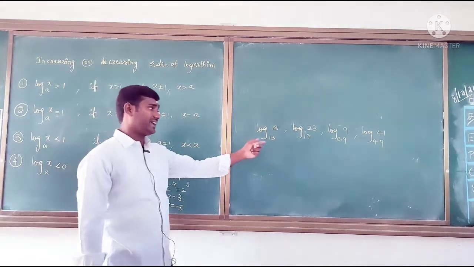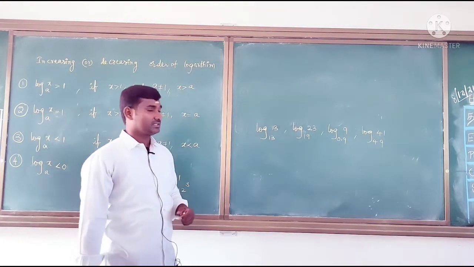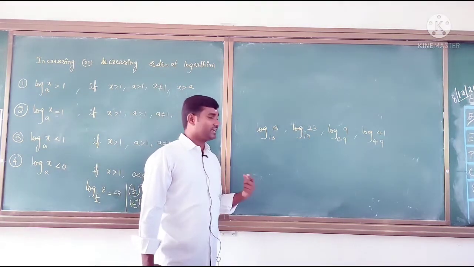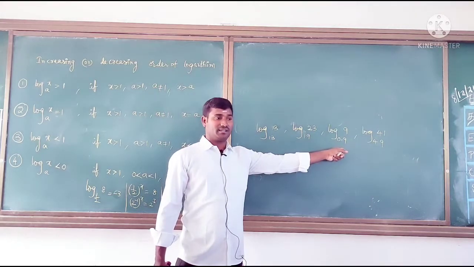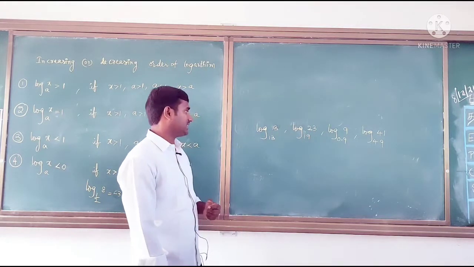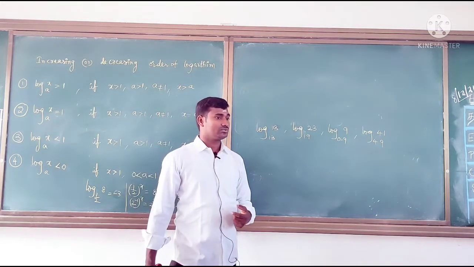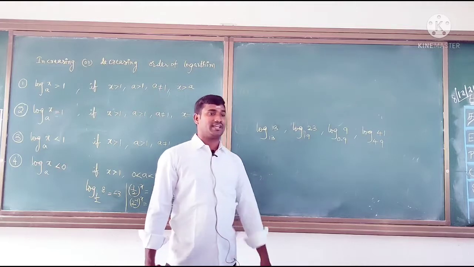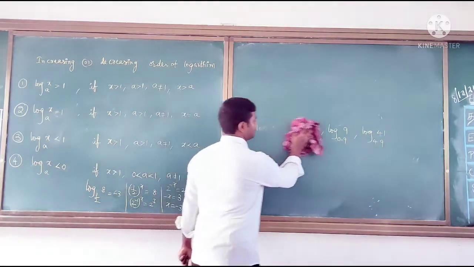In this, can you say directly what is the smallest number among these? Log 9 to the base 0.9. This is the smallest number. Next, greatest. What is the greatest number? Log 23 to the base 19. Okay. Yes, sir.